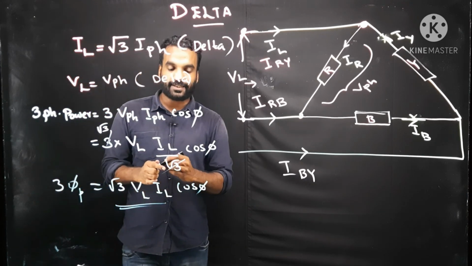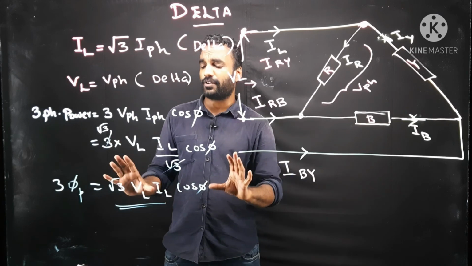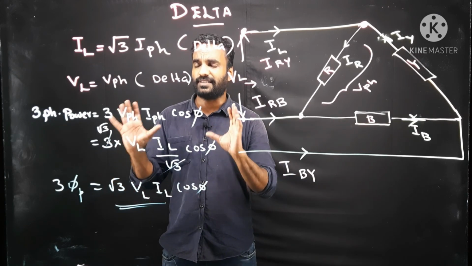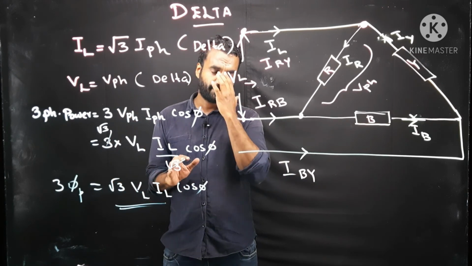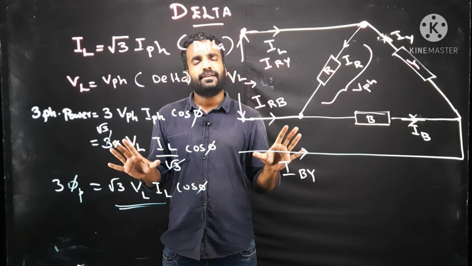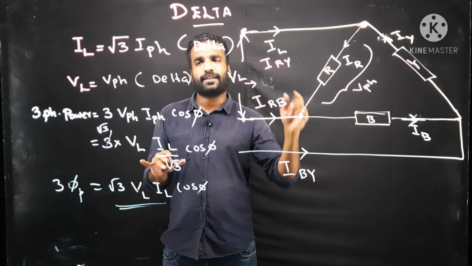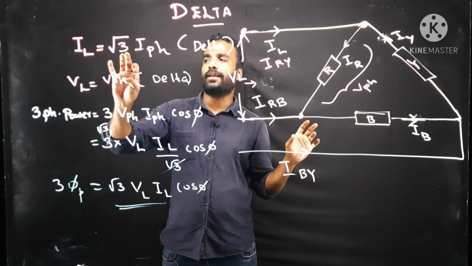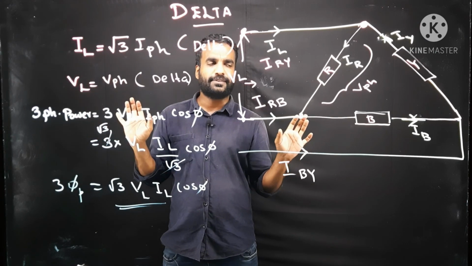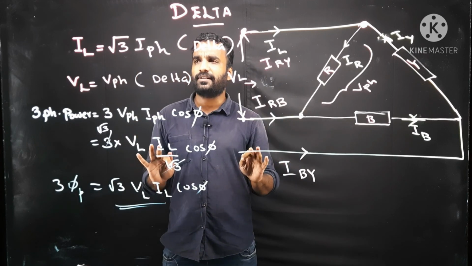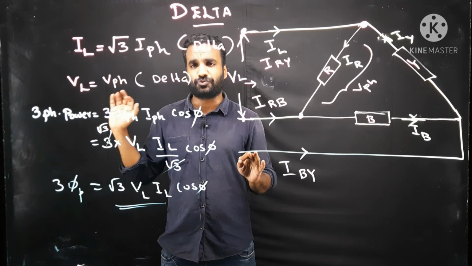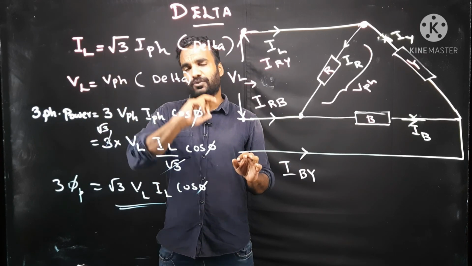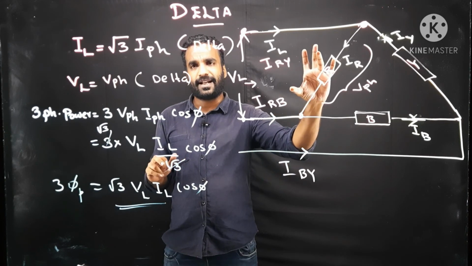Now it is very clear. 3-phase power equation is same for both star system and delta system. And the main thing you need to remember is this figure, and from this figure you should be able to comment that I line is equal to root 3 I phase, V line is equal to V phase. And if you want derivation, it will be there in your first year textbook. You can prove this also, and you can draw the phasor diagram.